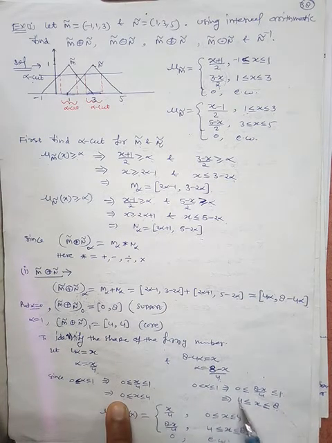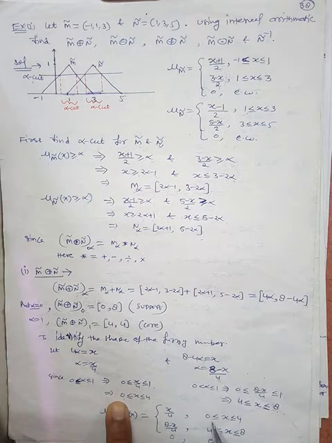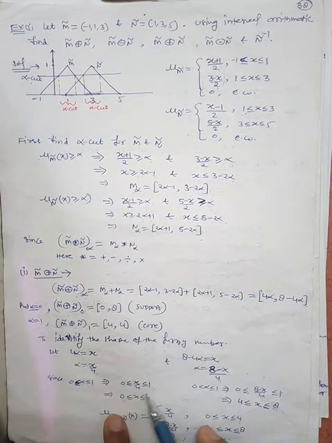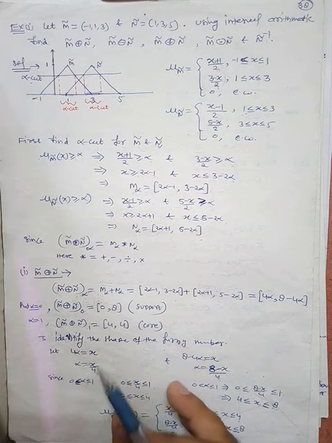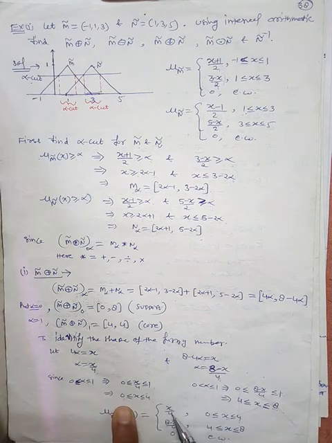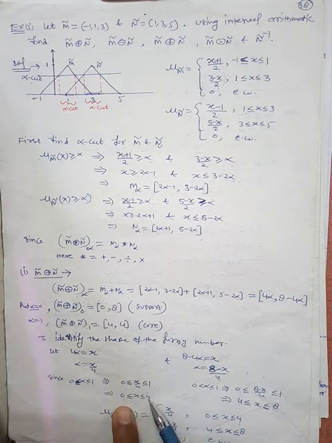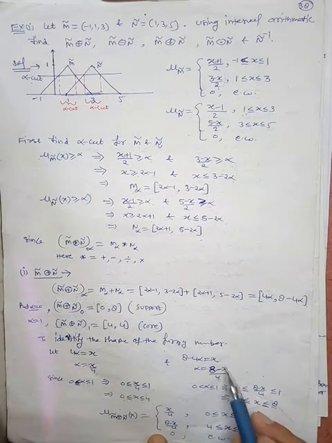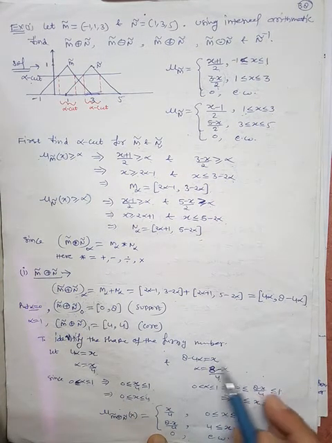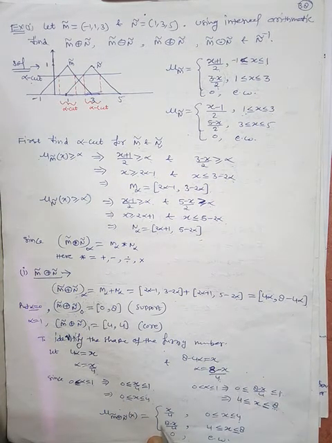0 to 4 and 4 to 8. So for 0 to 4, this 0 to 4 is basically related with this x by 4. So x by 4 is the function and the range is from 0 to 4. Similarly, this 4 to 8 range is related with this value 8 minus x by 4. So 8 minus x by 4 from 4 to 8 and elsewhere 0.